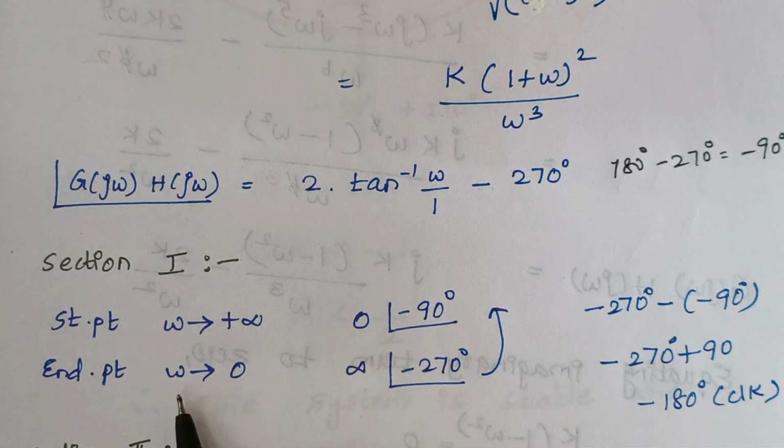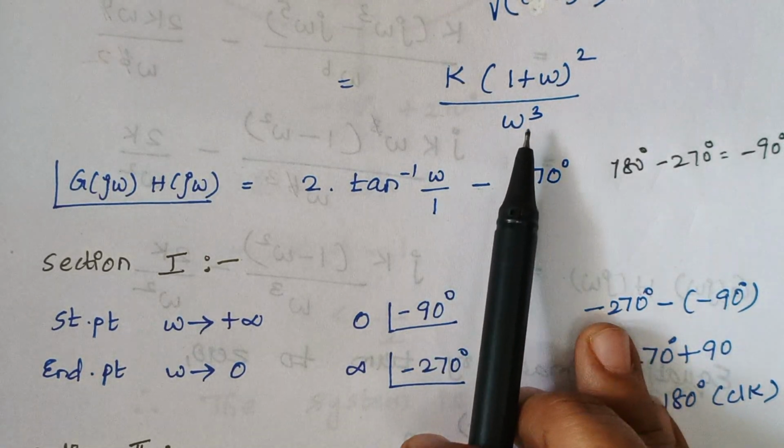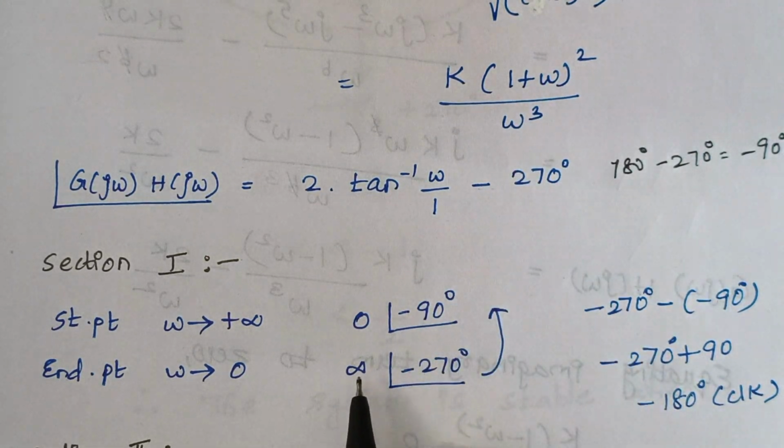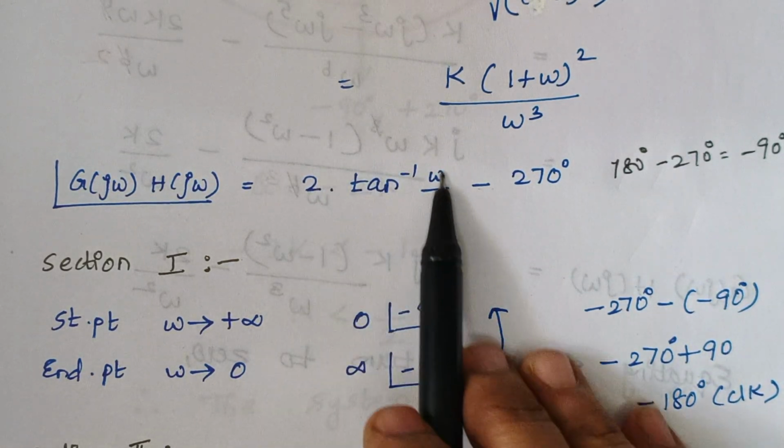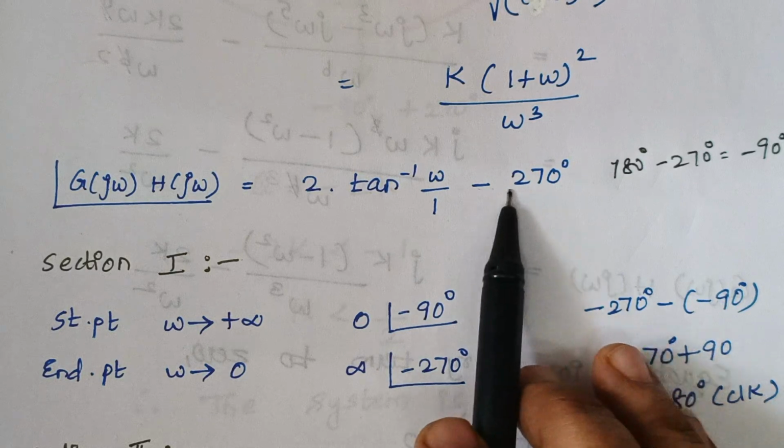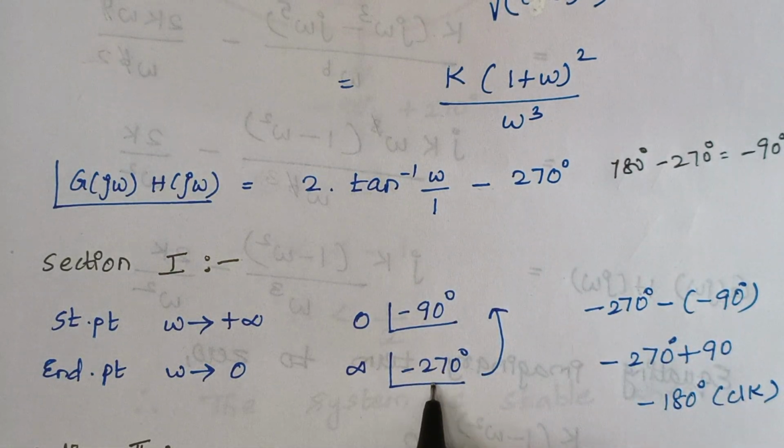And the next case, substitute 0. When omega is 0, anything divided by 0 is infinity. And again, when you substitute here, this entire term becomes 0. So the angle is minus 270 degrees.